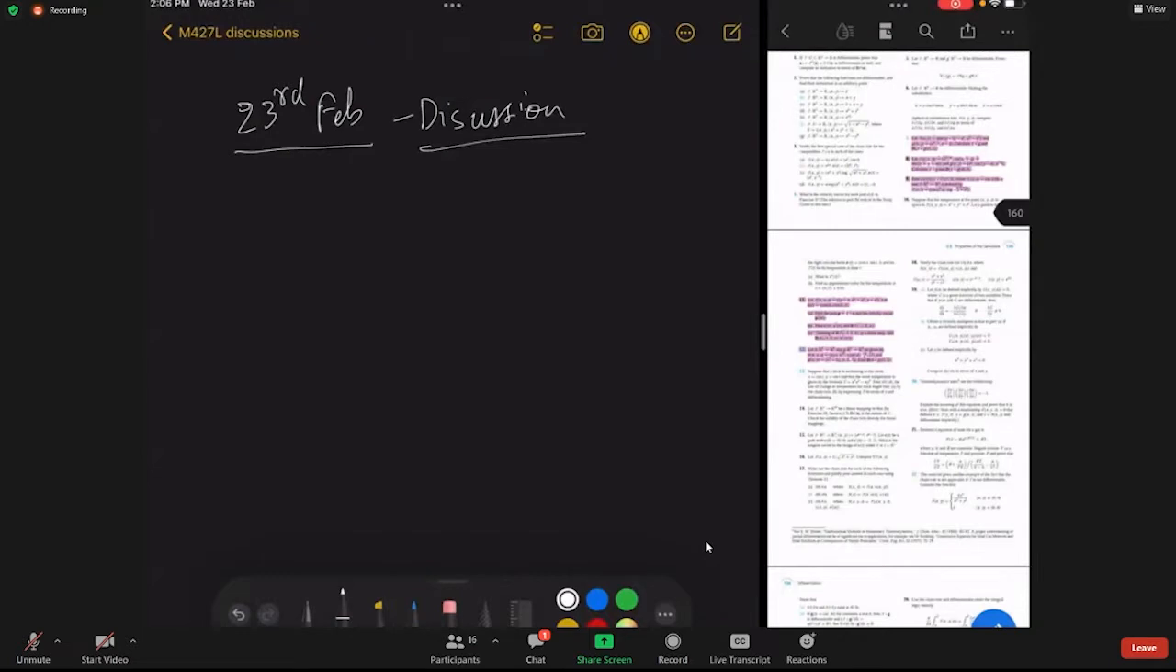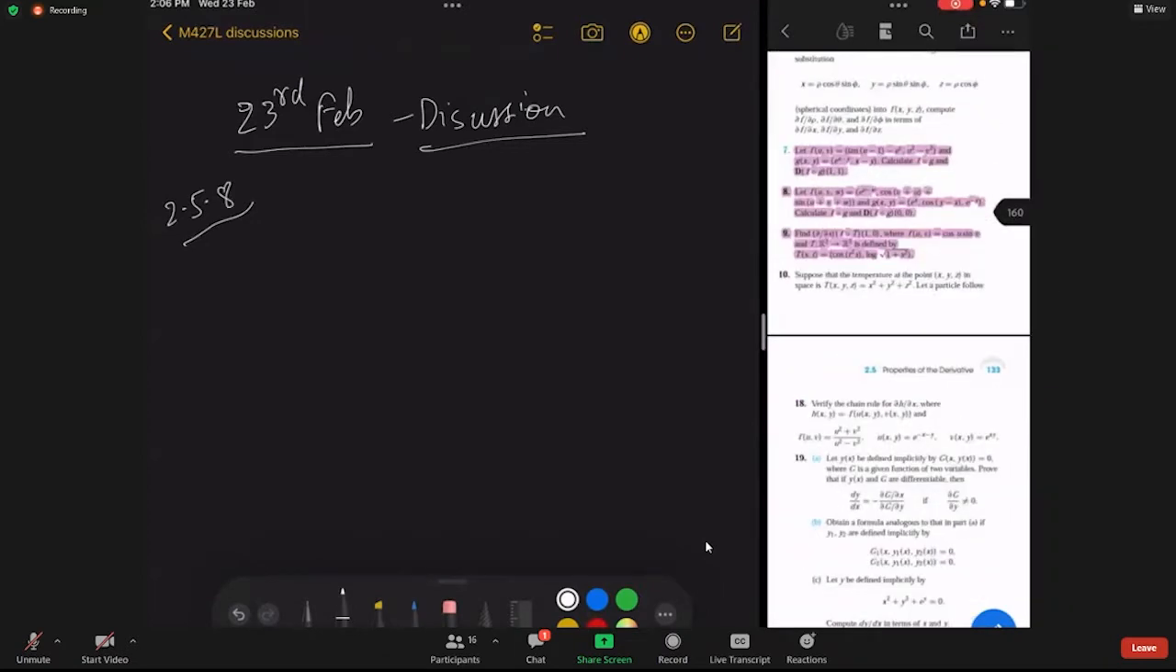Okay, let's do problem 8. The first. So in problem 8, we are given the f function, then we are given the g function, and we are asked to find out what is f circle g, and then the differentiation of f circle g at a particular point. So first let's write it down.